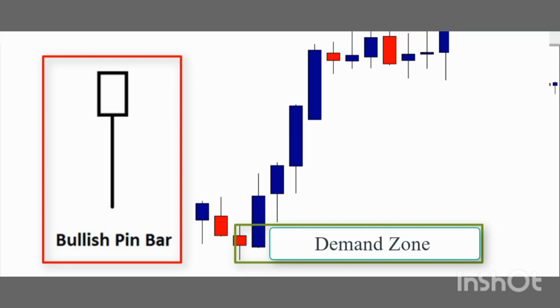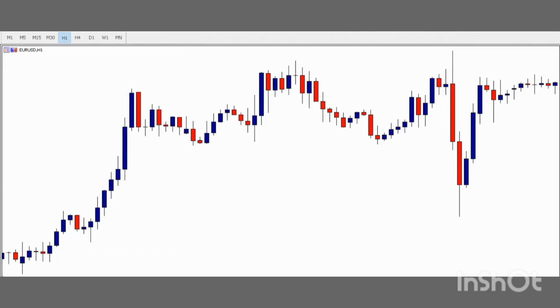But always wait, there's another part of it. Once you finish drawing it like this, you wait for price to come back and retest it. Look at this example here now. So this is a continuation pattern. Price is moving in an uptrend.